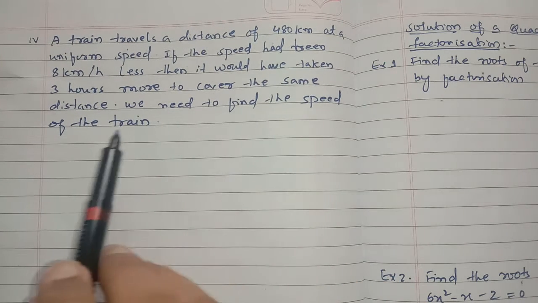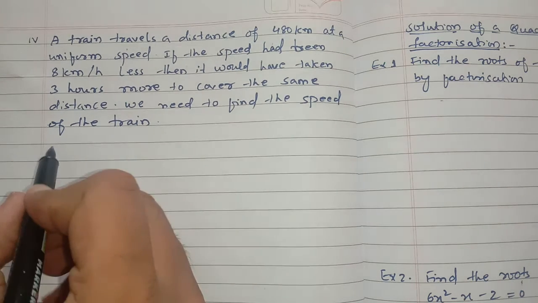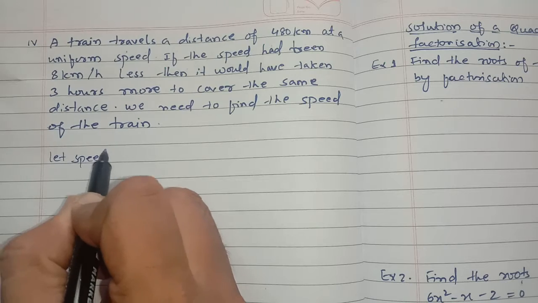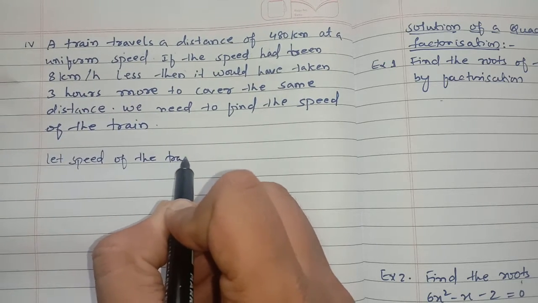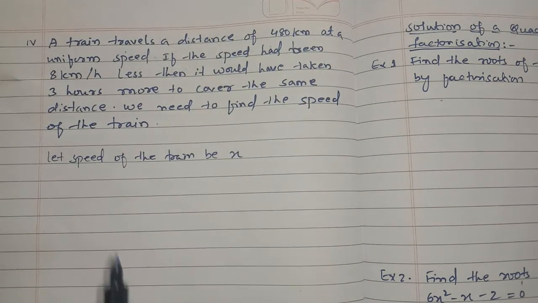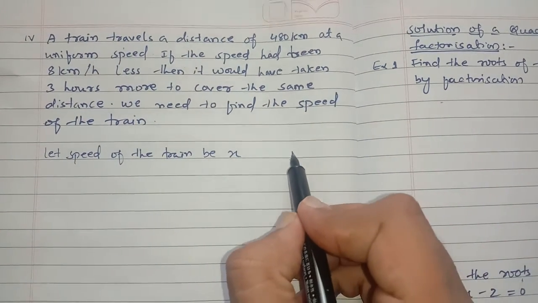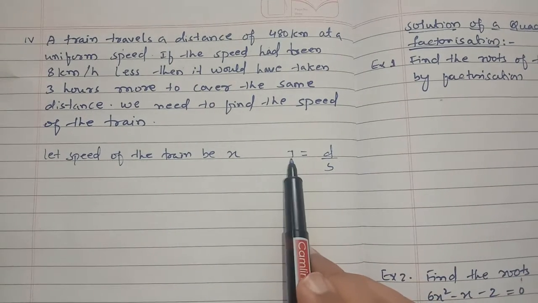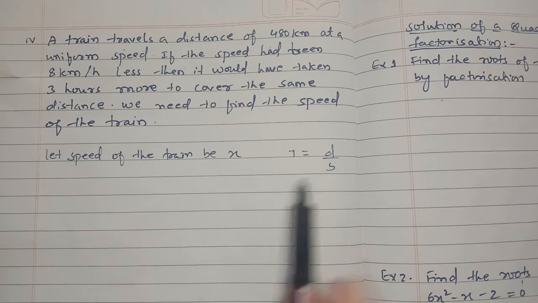Whatever he is asking us to find, that we take as x. Let the speed of the train be x. Then, students, we know the time is distance divided by speed. Keep in mind, time is distance divided by speed.